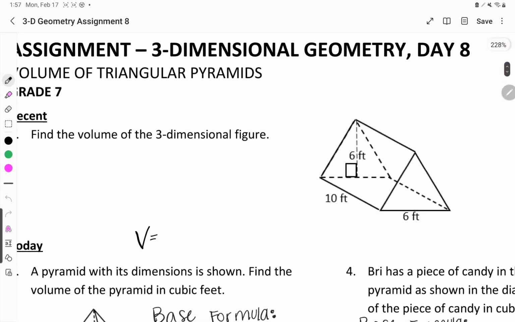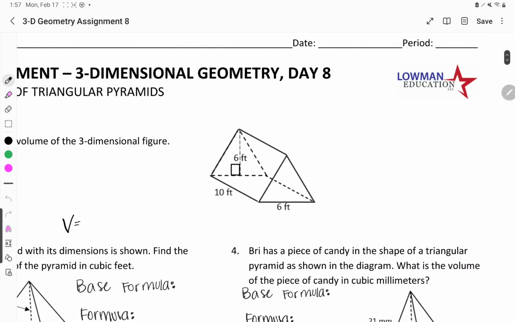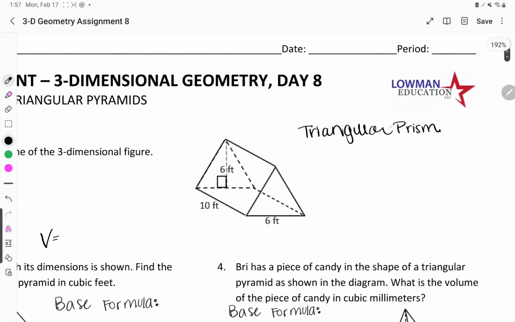All right. So this one says to find the volume of a three-dimensional figure. Now, if you remember all the way back to last Thursday, we talked about triangular prisms, which is exactly what this is. Remember, on your tests, it's always going to tell you what kind of shape it is. So I've got a triangular prism, and prisms have a volume formula of what? Prisms have a volume formula of area of the base times height.